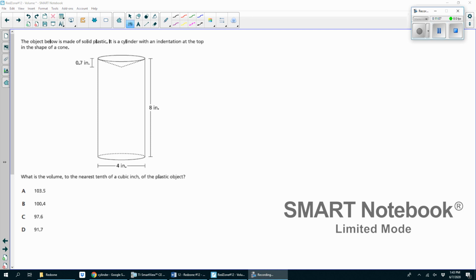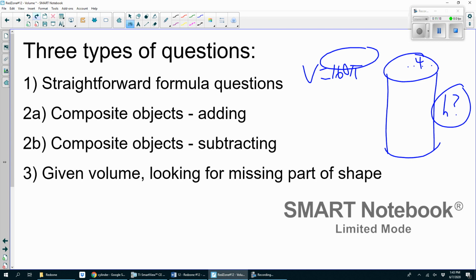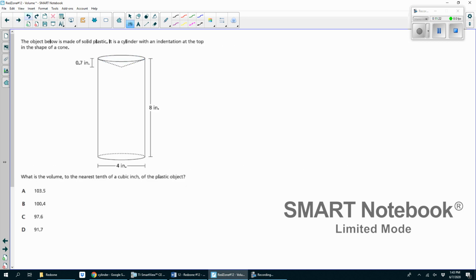Okay, so already when I look at this, even before reading it, I notice that there's two objects here. There's definitely a big cylinder, and then at the top, there's this circle with this triangle looking shape, that's a cone. It's a very small cone, but it is a cone. So this is a composite figure. The object below is made of solid plastic. It is a cylinder with an indentation at the top in the shape of a cone. Indentation means like a cutout, which means that it is missing.